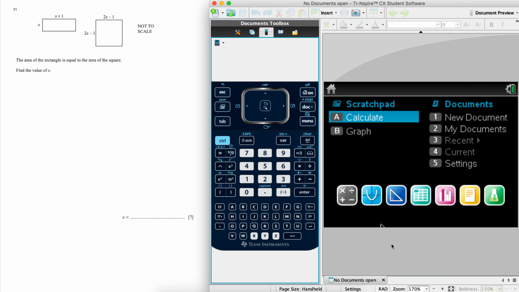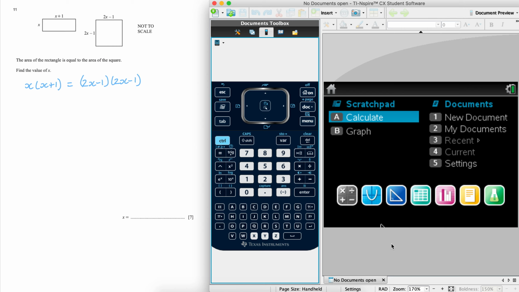Okay, so question 11, you know that the two shapes there, the rectangle and the square, are equal area. So that means that we know that the area of the rectangle, which is x times x plus 1, is equal to the area of the square, which is 2x minus 1 times 2x minus 1. Okay, so we know that they're equal to each other, so the first mark is for writing both of those.